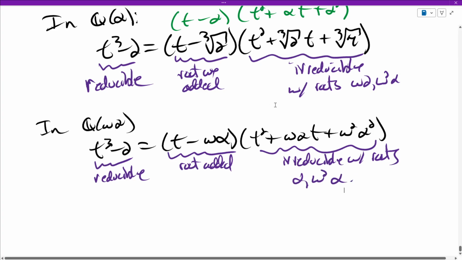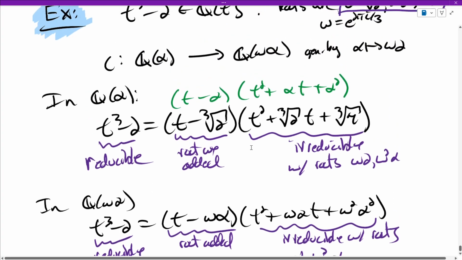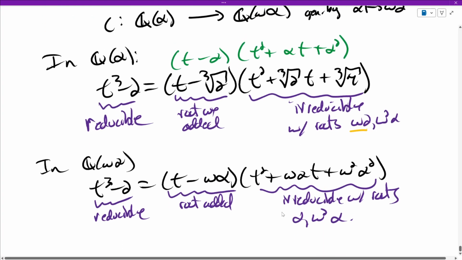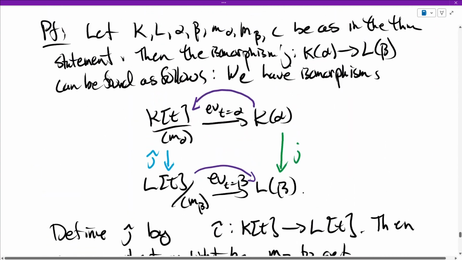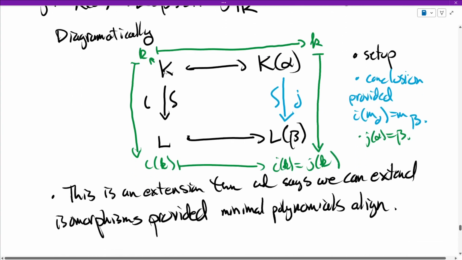All right. So what we're going to do here is something really cool and really interesting. We're going to add in one of the roots to Q adjoint alpha. We're going to add in one of the roots of the irreducible guy. We're going to add in omega alpha. And then in Q adjoint omega alpha, we're going to add in one of the roots of the other irreducible guy. We're going to add in alpha. So remember, Q adjoint alpha is K, Q adjoint omega alpha is L, and we're adding into K omega alpha, and we're adding into L alpha. All right?